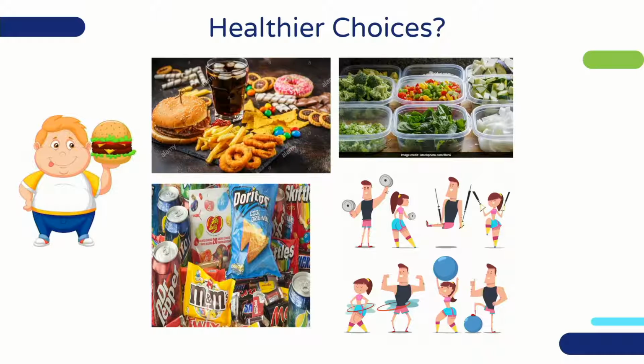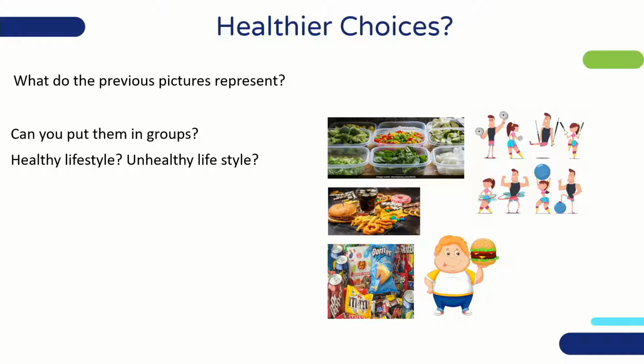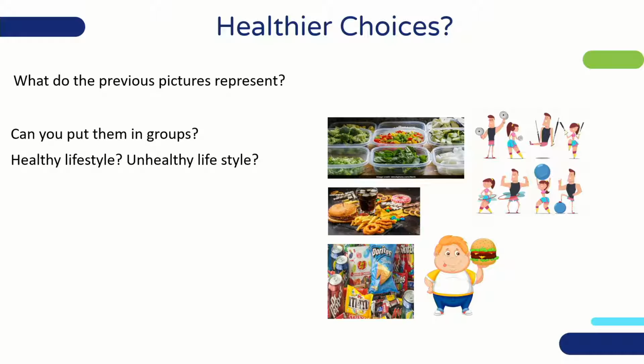But before, let's have a look at the pictures here. We have 5 pictures to look at. Take a minute and we'll go on. Okay, while looking at these pictures, what do they represent? Yes, they represent types of food and a way of living. You're right. Can you put them into groups, categories?